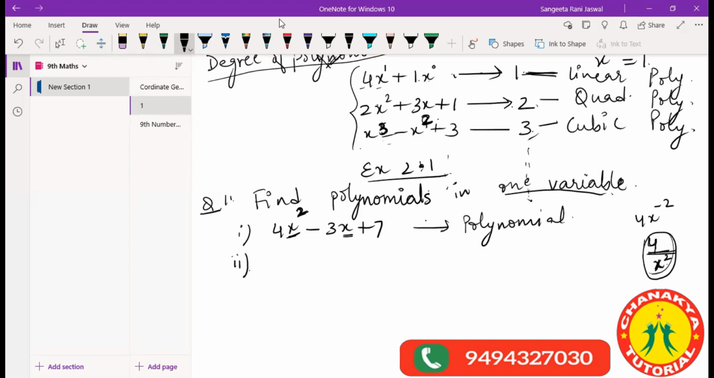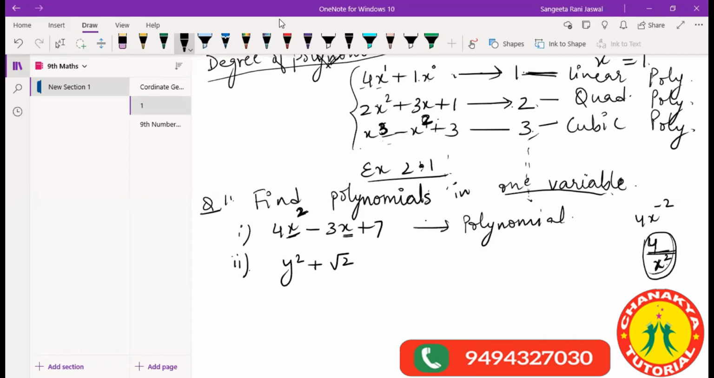I hope you have understood this. Now we'll take more examples. See, y square plus root over 2. What can you say about this? Is this a polynomial equation? No, it's an expression, ma'am. Is it a polynomial? No, ma'am, because it has only one variable and a root.